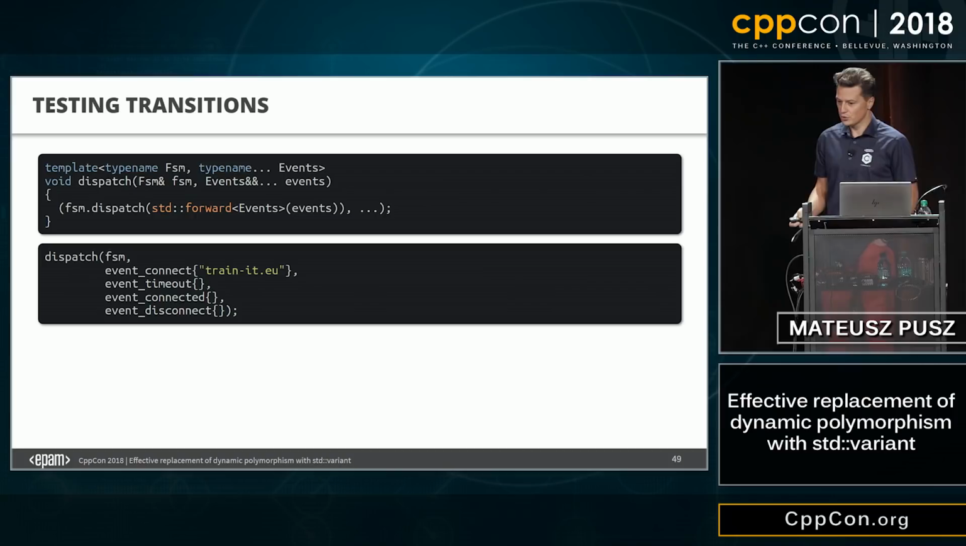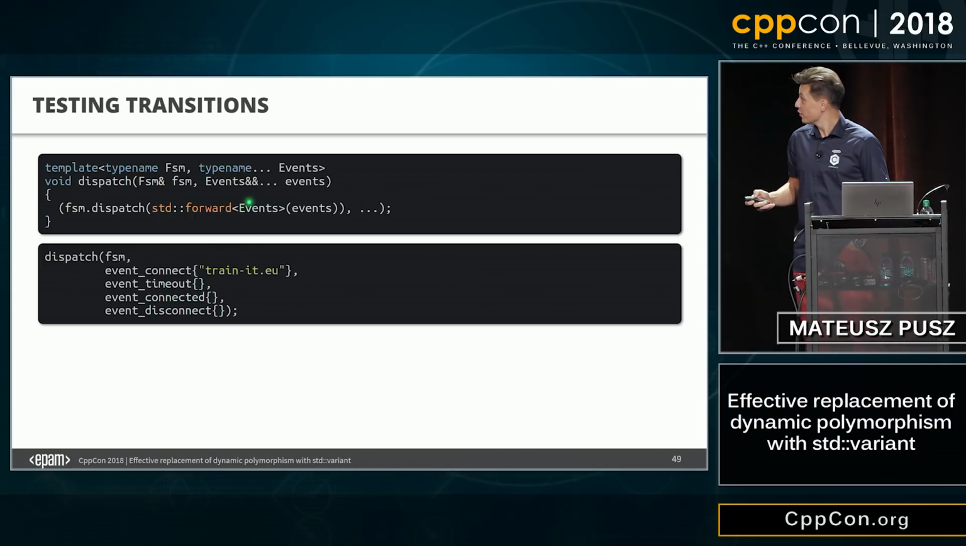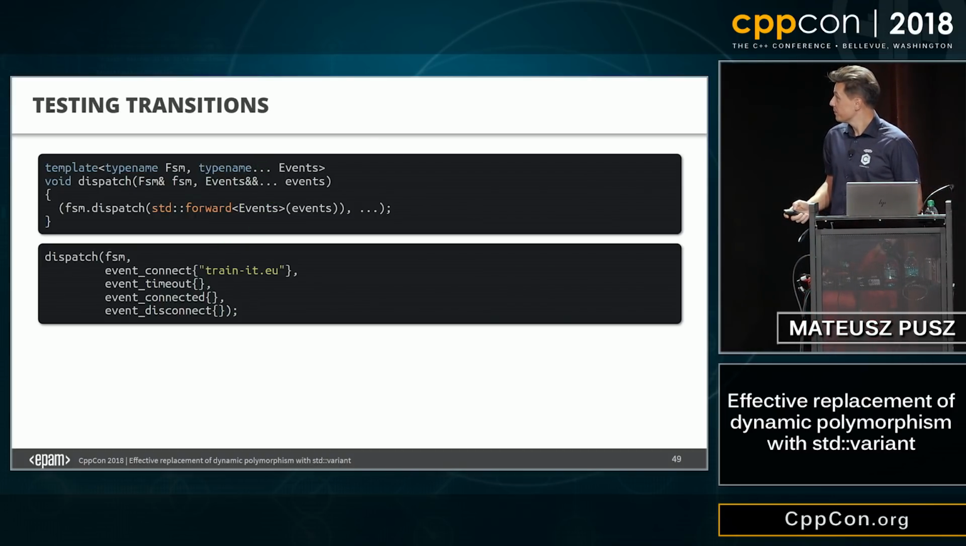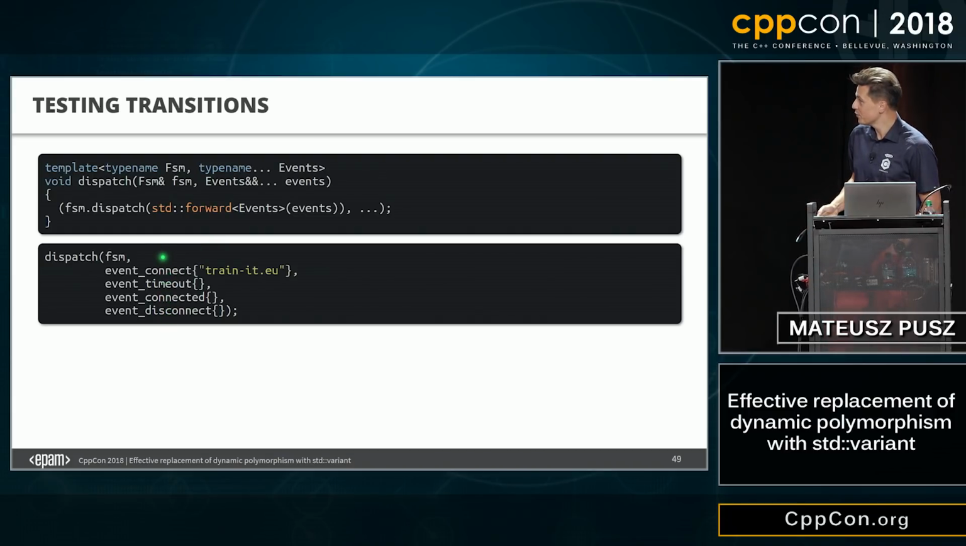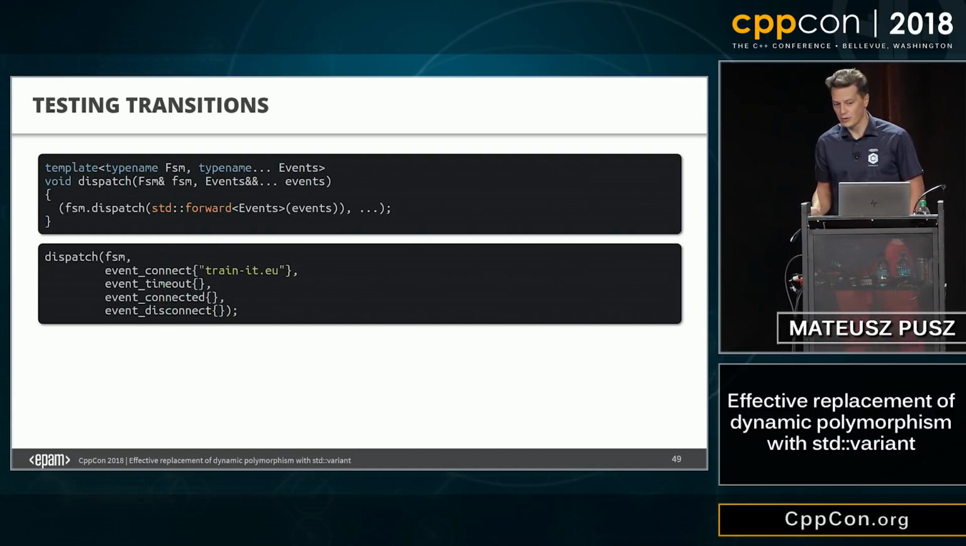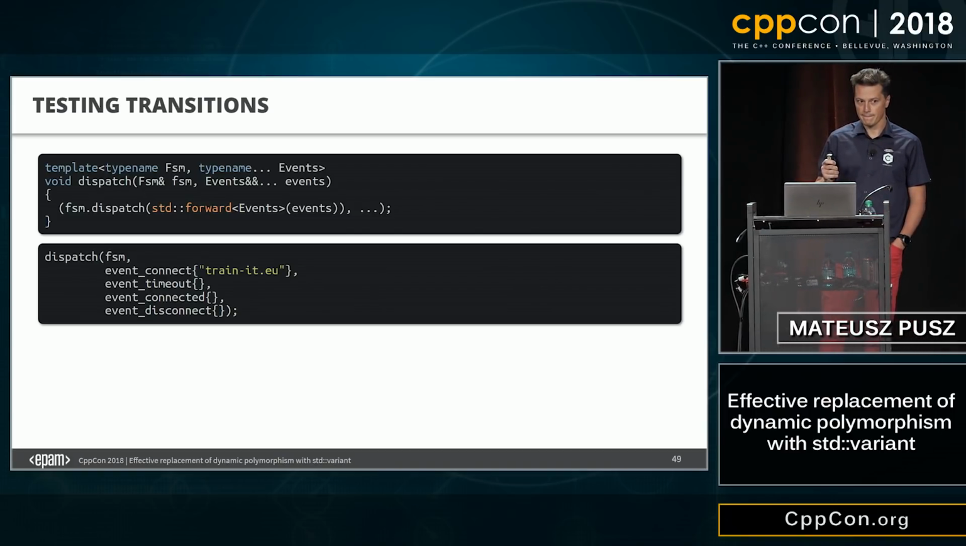To test the transitions, once again, we have a similar fold expression, and we are back to passing objects by value. Like in the single dispatch, we don't have to allocate memory anymore.